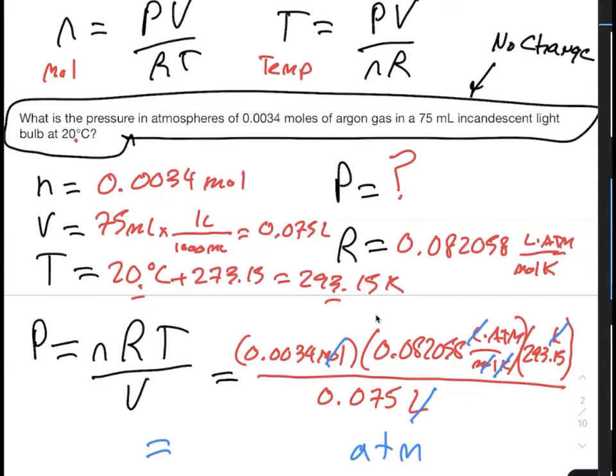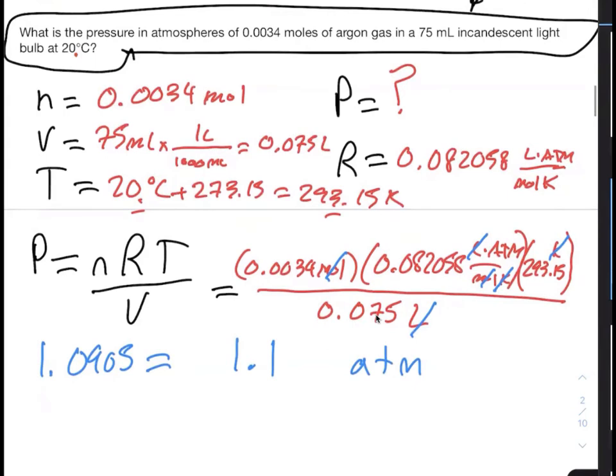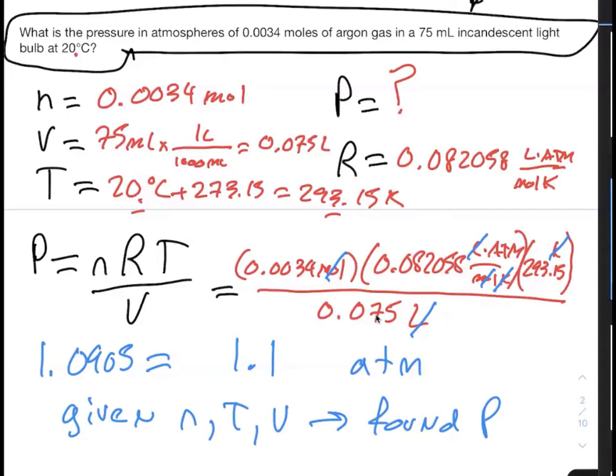How many sig figs will I have? The leading zeros don't count on the volume or the moles, so both of those are 2 sig figs. It was 1.0905. What would that be to 2 sig figs? 1.1 atmospheres. Good. So that's my answer to that one. What did I find? The pressure. Given n, T, and V, I found P. That was the idea, right?